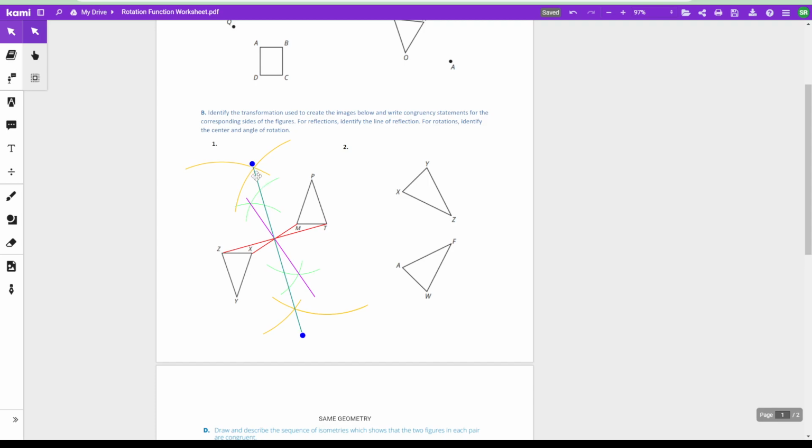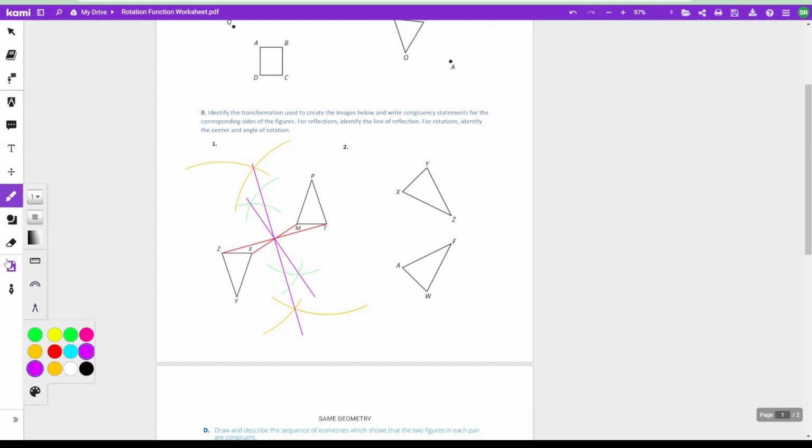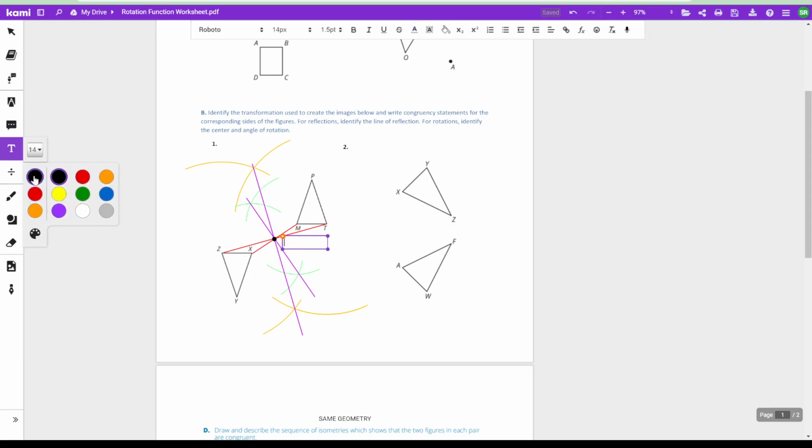Right. And so we see that this purple bisector and this purple bisector intersect right over here. And that just so happens to also be the intersection of the line segment connecting our corresponding points, which is just a coincidence. It's not always going to be the case that all those intersections are going to coincide. But in any case, let's go ahead and mark our center point, the black dot, and we will call that point E for the center of rotation.